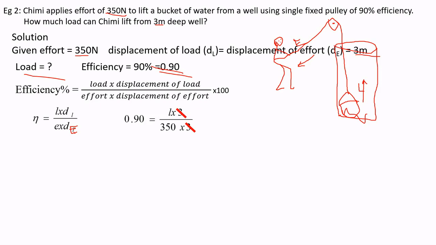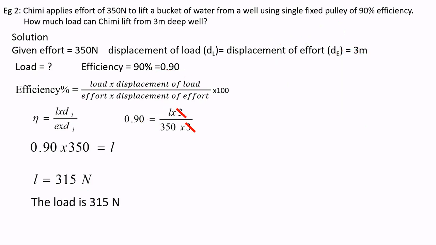Now what we are left with is L equal to 350 times 0.9. We keep L as the subject of the formula and separate it. Now the next step, L is 315 Newton. So the weight of the load is 315 Newton. Alright, load is 315 Newton.